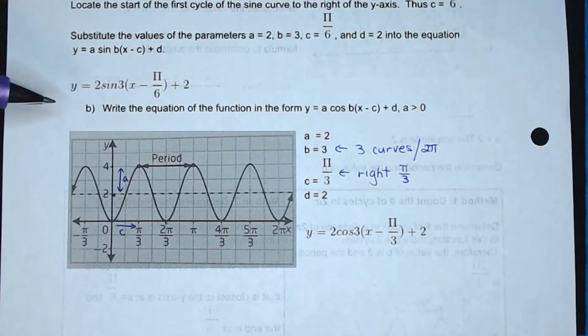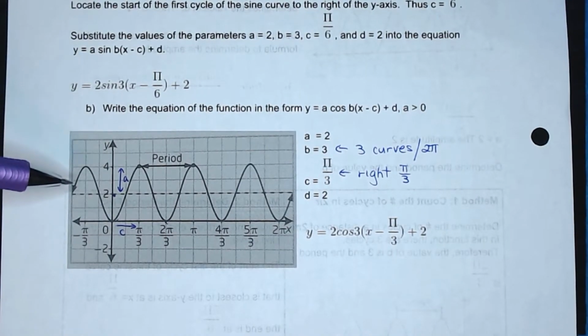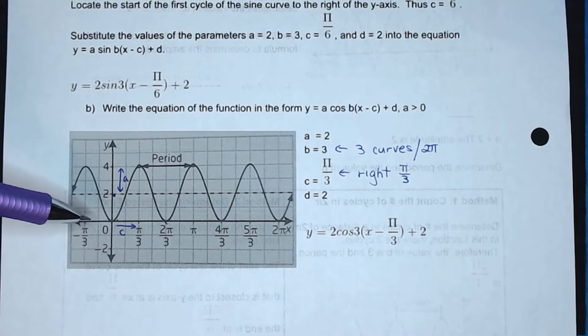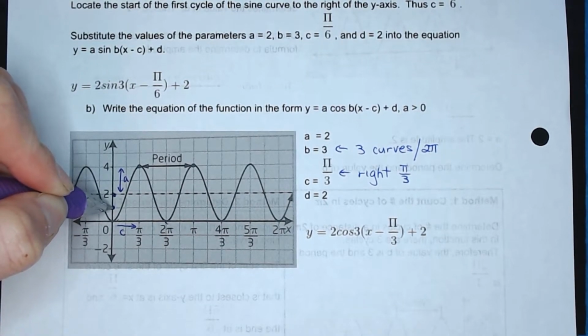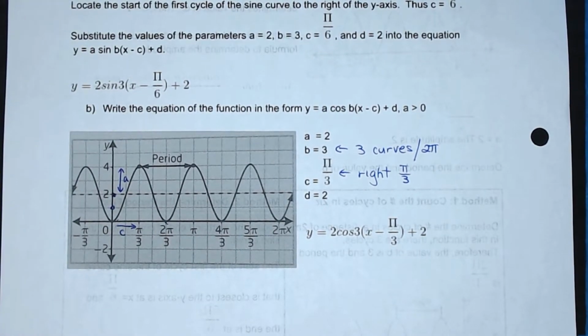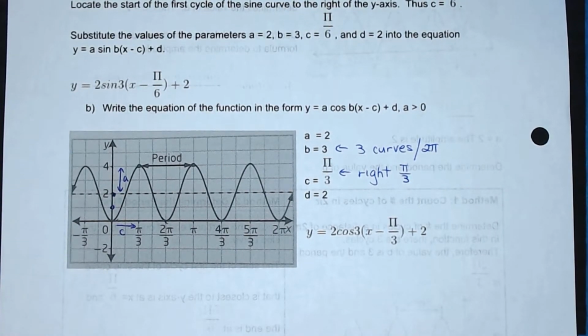Now, from the same graph, we can also produce a cosine graph. And this is an example of that. Don't forget that the cosine graph typically starts here, at 0, 1. And we've done some stretches and shifts to it. Notice that a and d have not changed. b may change. You just need to look at how many times the cosine function repeats in that domain of 0 to 2 pi, but in this circumstance, it stays at 3 curves per 2 pi.